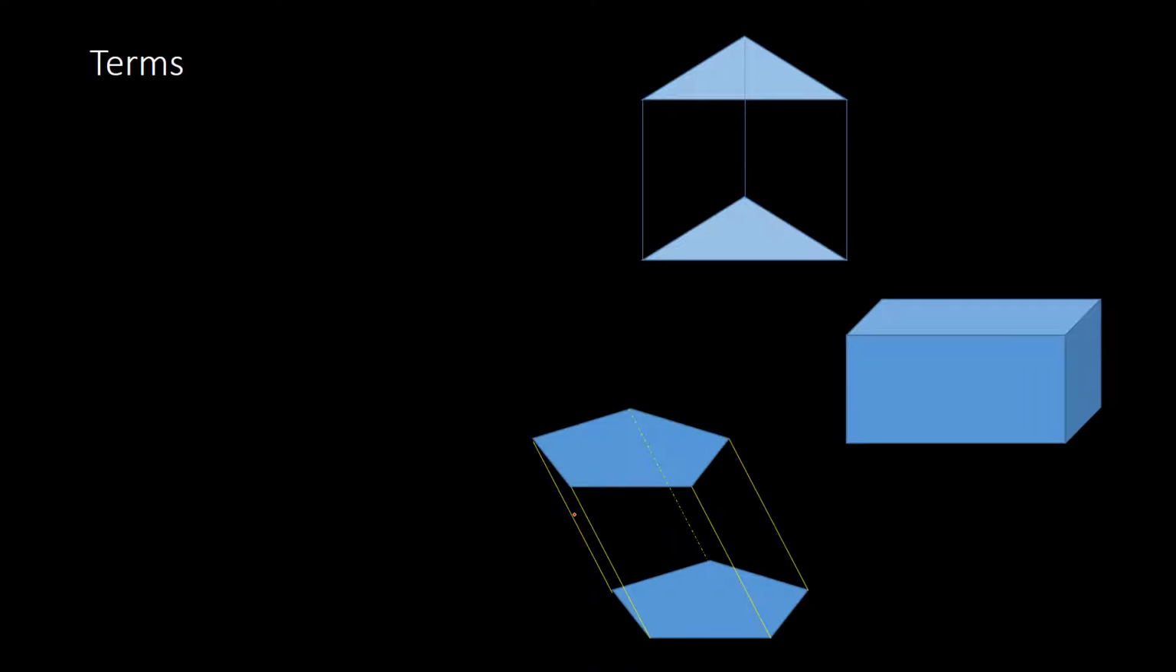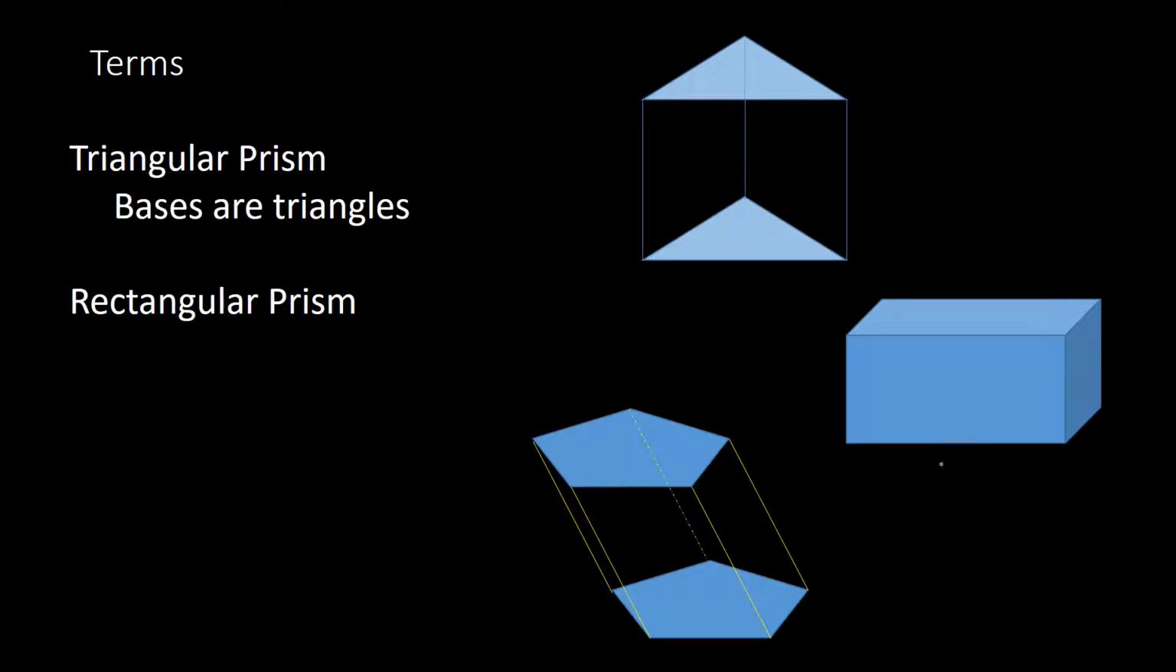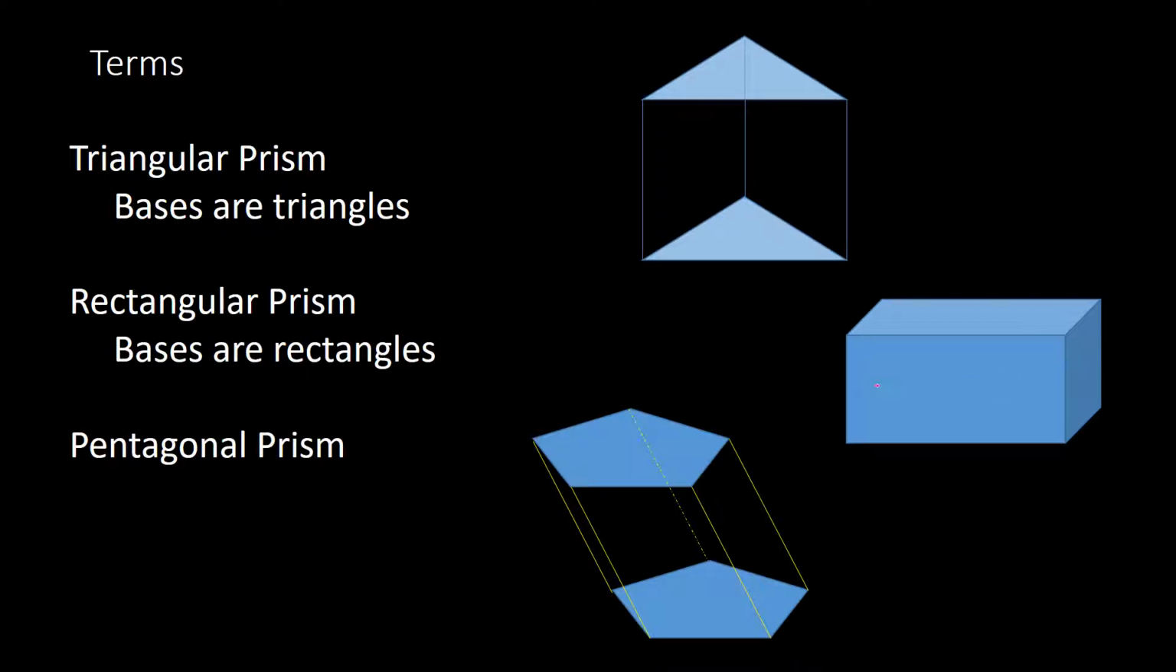In addition, we can name prisms based off their bases. So first we have a triangular prism, which would be the top one, because the bases are triangles. The next one is a rectangular prism, because the bases are rectangles. And then the third one here at the bottom would be a pentagonal prism, because the bases are pentagons. And whatever shape we have for the bases, we can name that prism by the base. So if we had a hexagon for a base, we would call it a hexagonal prism. If it was an octagon for a base, it would be an octagonal prism. So the base will signify the type of prism that we have.